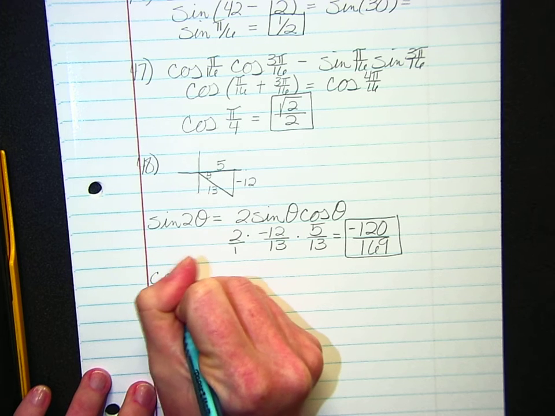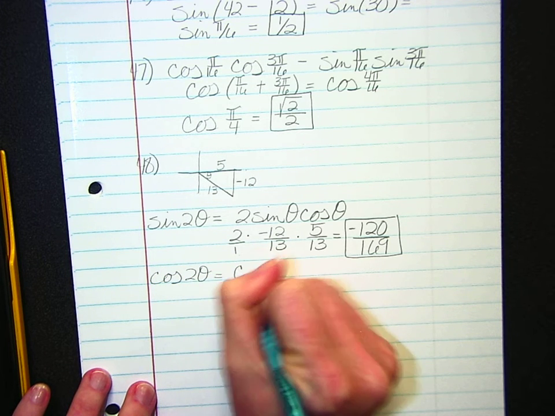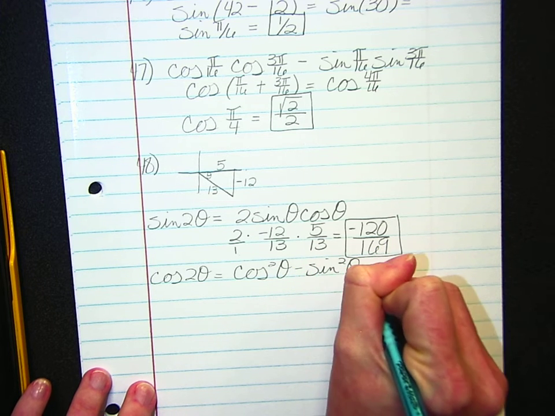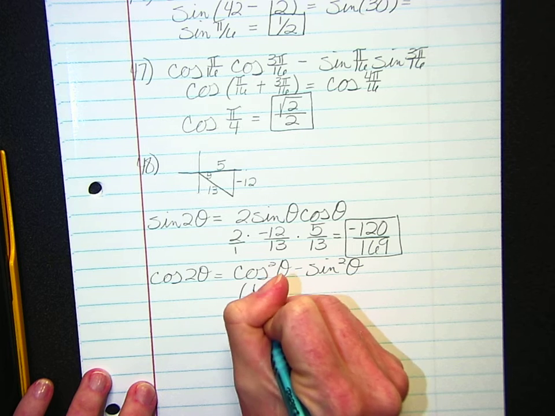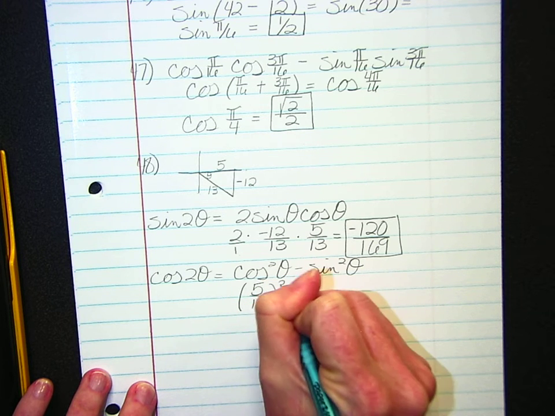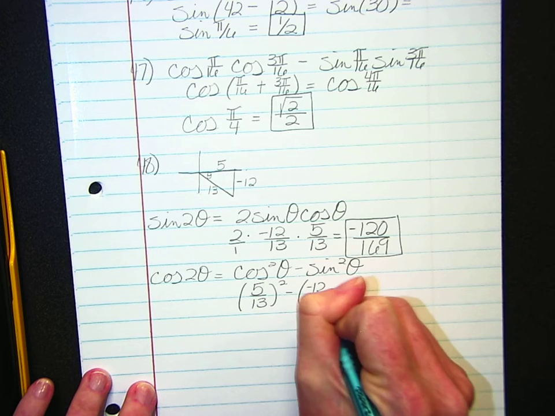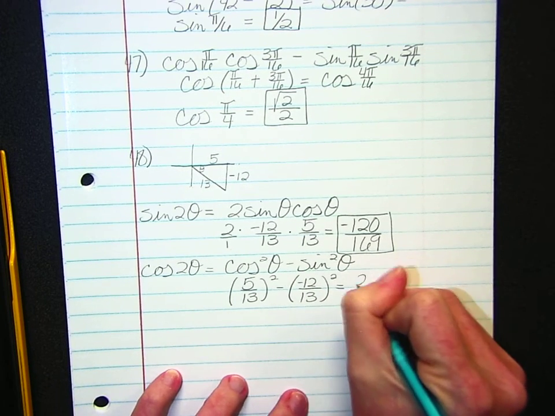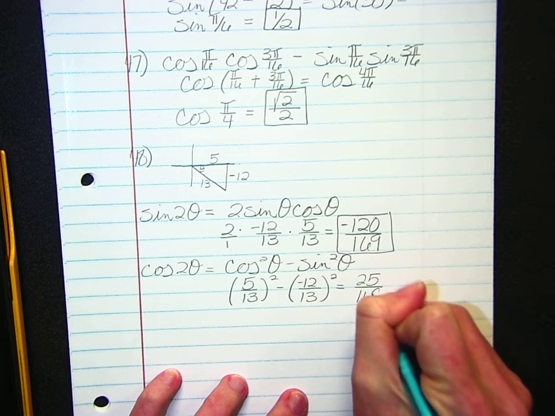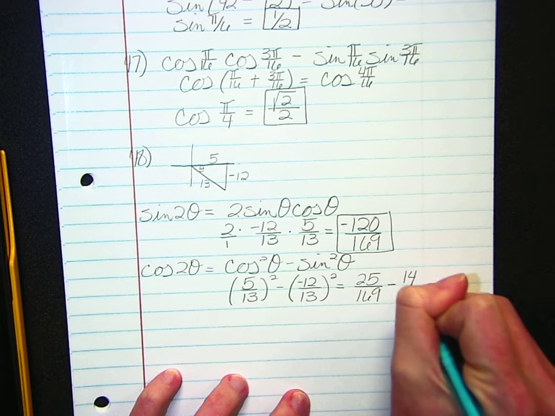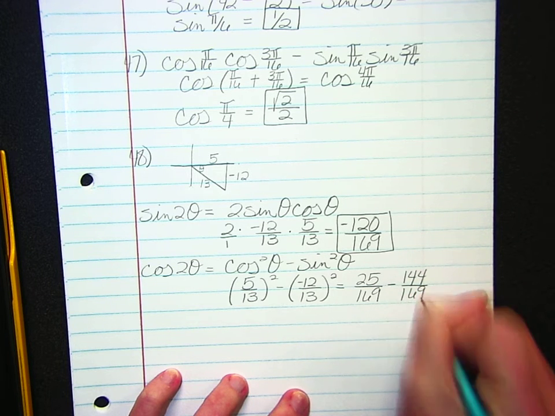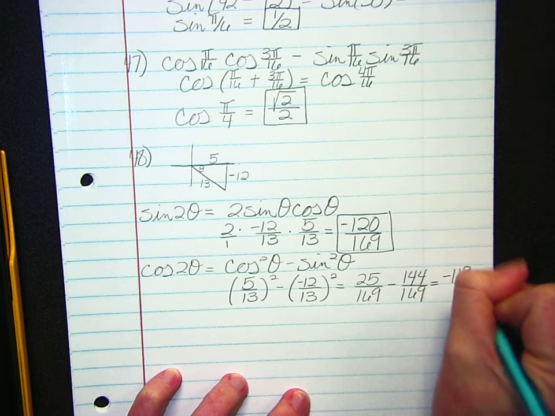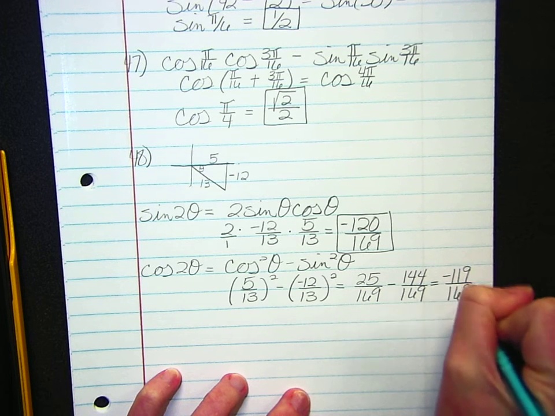Okay, for my double angle for cosine, I'm going to work with my formula cosine squared theta minus sine squared theta. Again, one that you need to know for the test. So cosine is going to be 5 over 13 squared, and I'm going to subtract from that negative 12 over 13 squared. And be careful when squaring that negative right there. So this is going to give me 25 over 169 minus, and that's going to become a positive, 144 over 169. So 25 minus 144, we already have a common denominator, gives me negative 119 over 169.